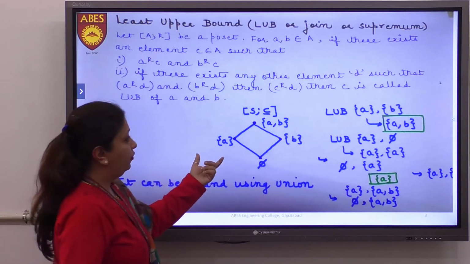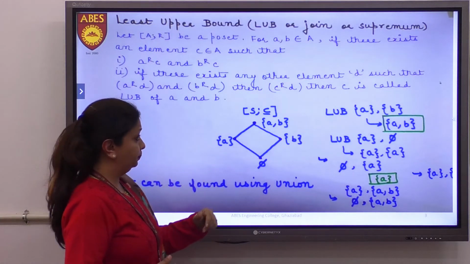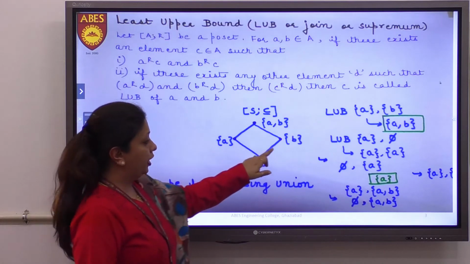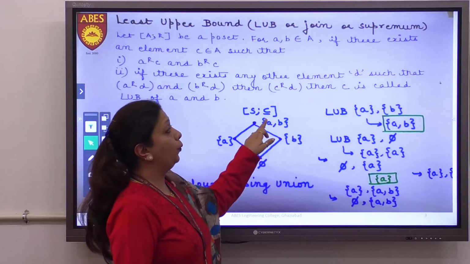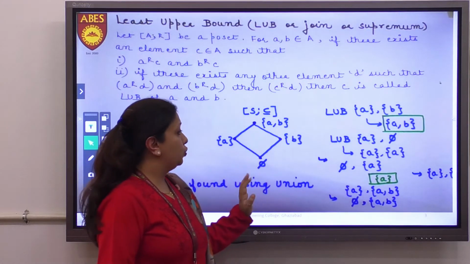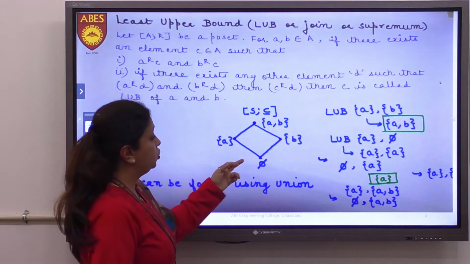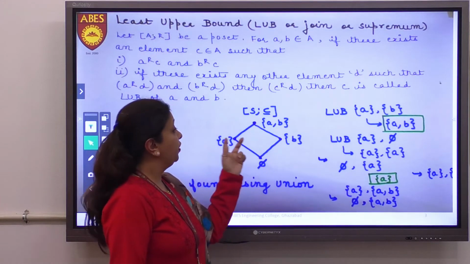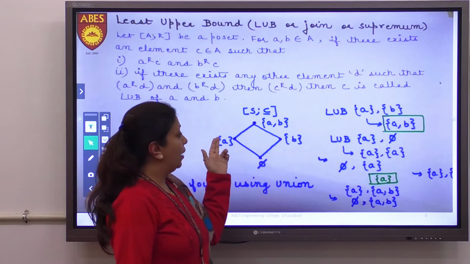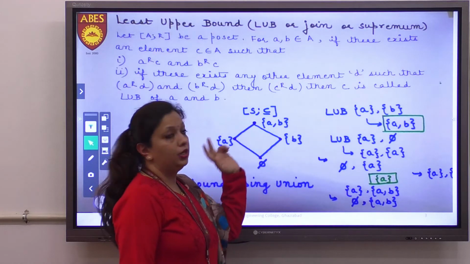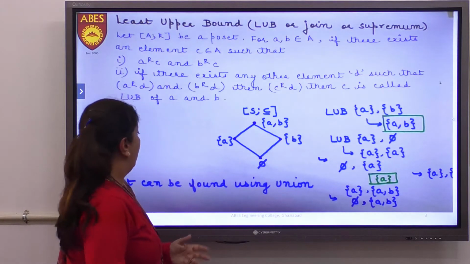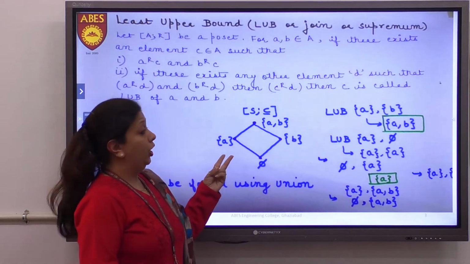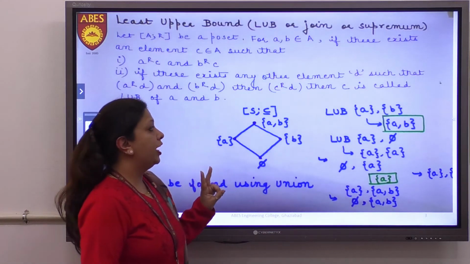I have taken the example of set S, which has the elements phi, the set with element a, the set with element b, and the set with elements a, b, where the relation is subset. We have drawn the poset diagram for this. That is, phi is related with set a, with set b, and transitively with set {a, b}. There is no relation between a and b, but a is related with ab and b is also related with ab. Now we want to find out whether an LUB exists for any pair of elements in this poset diagram or not.